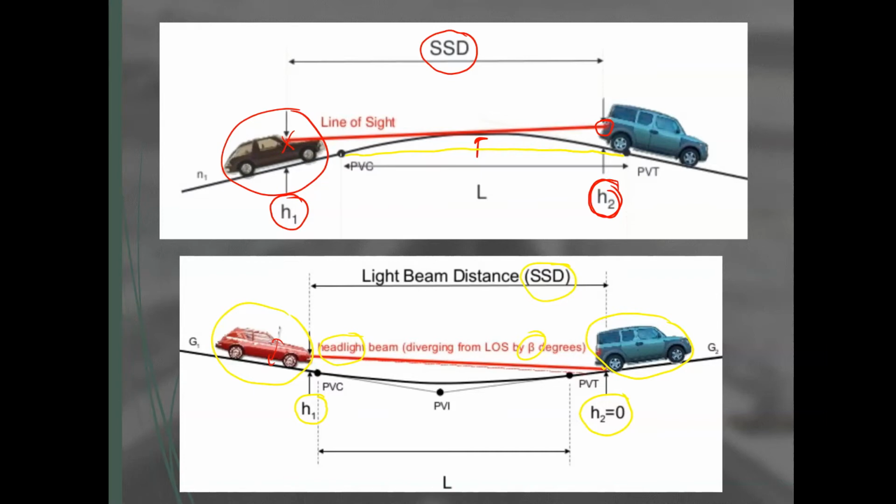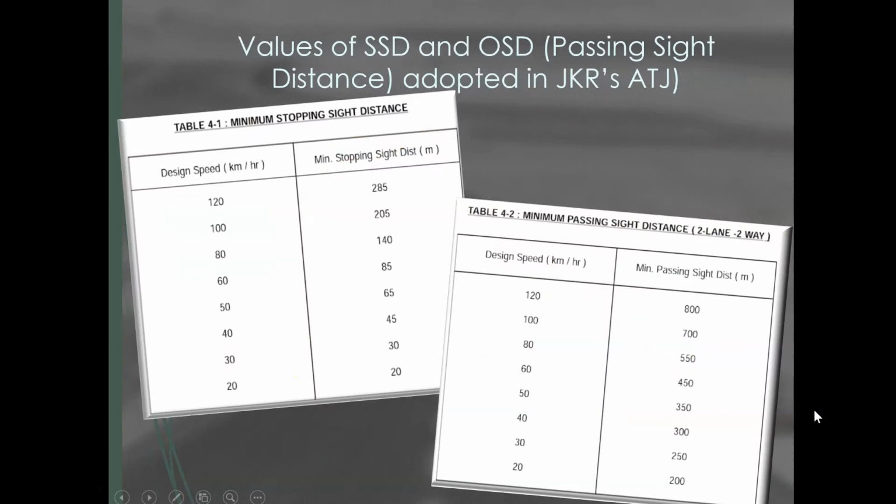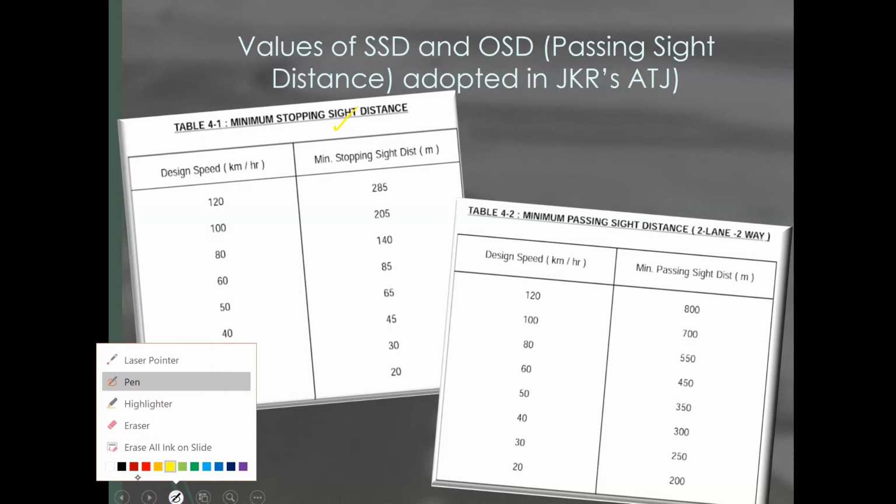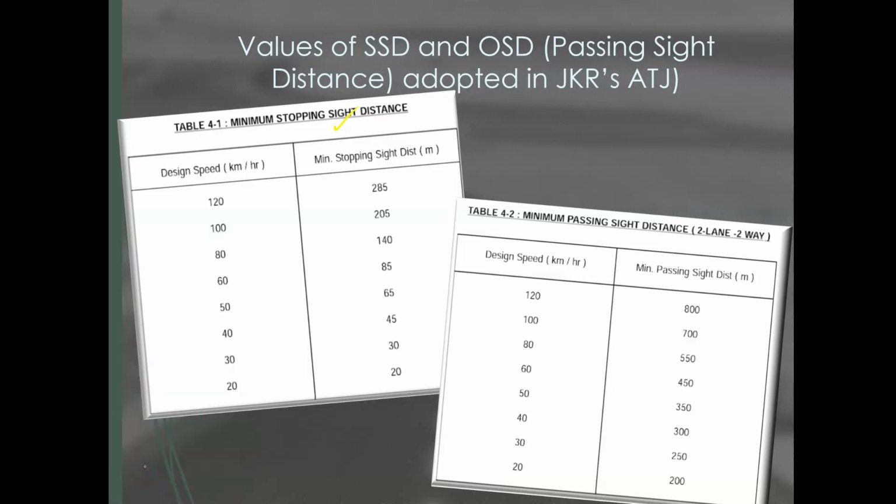But our life has been made easier because we've got standards, right? So I think the next slide just shows the standard in JKR and ATJ: minimum stopping sight distance for crest curve, and minimum passing sight distance, which is also for a crest curve. There's no passing sight distance for a sag curve, because you can see as far as you can see.